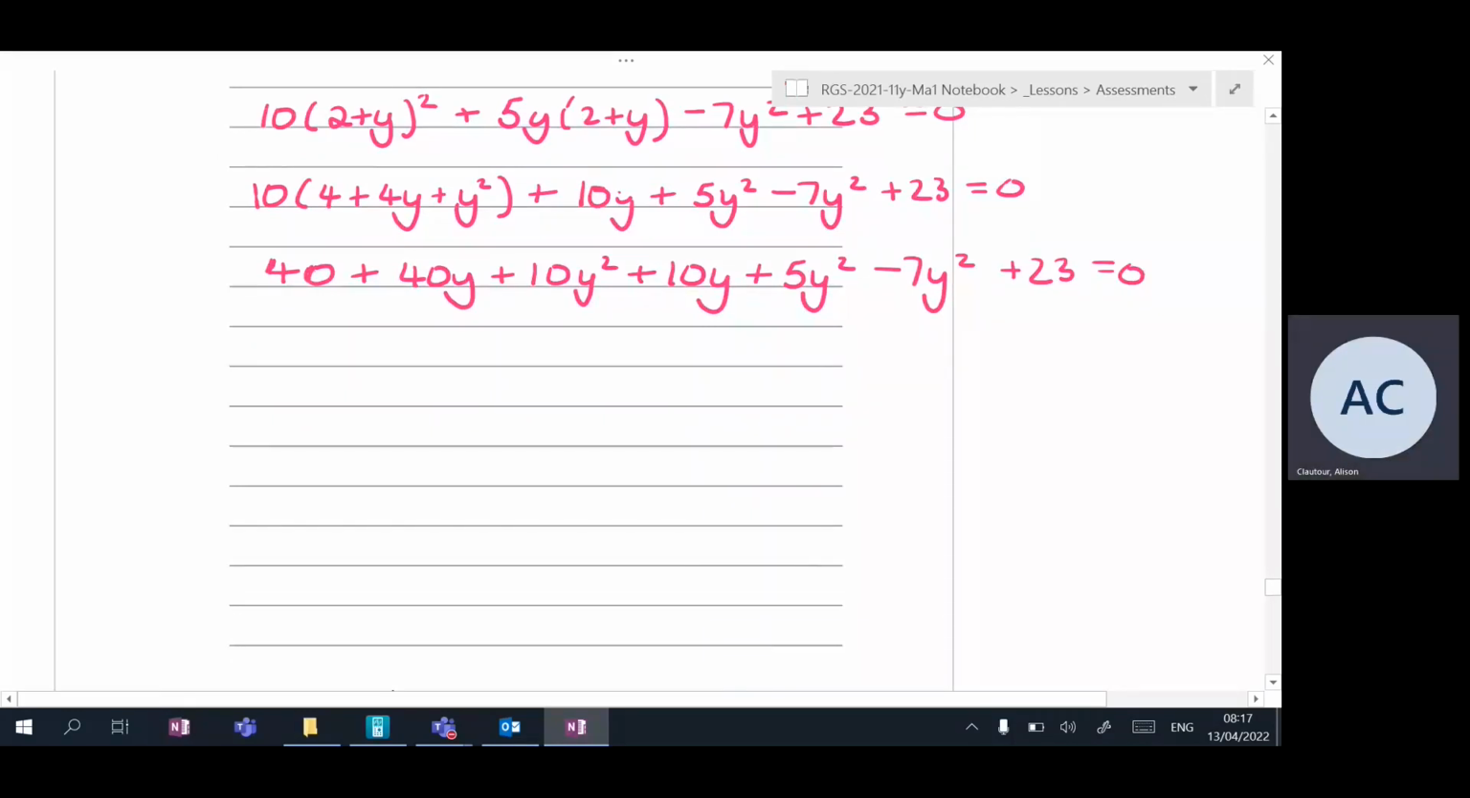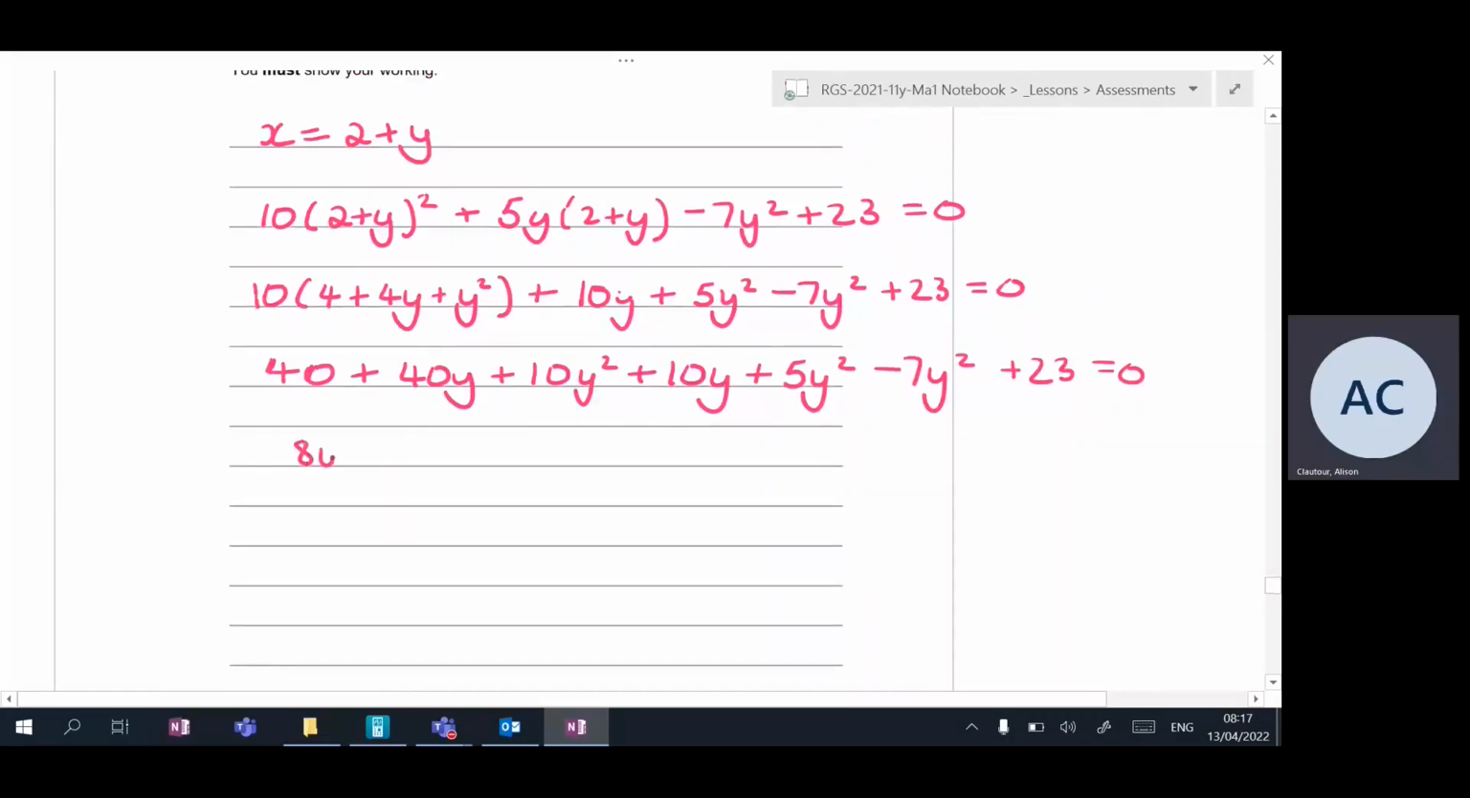So we've got 15y squared minus 7y squared, so I've got 8y squared. Got 40y, 50y. And then I've got 40 and 23. Okay, so this is the quadratic we're solving.